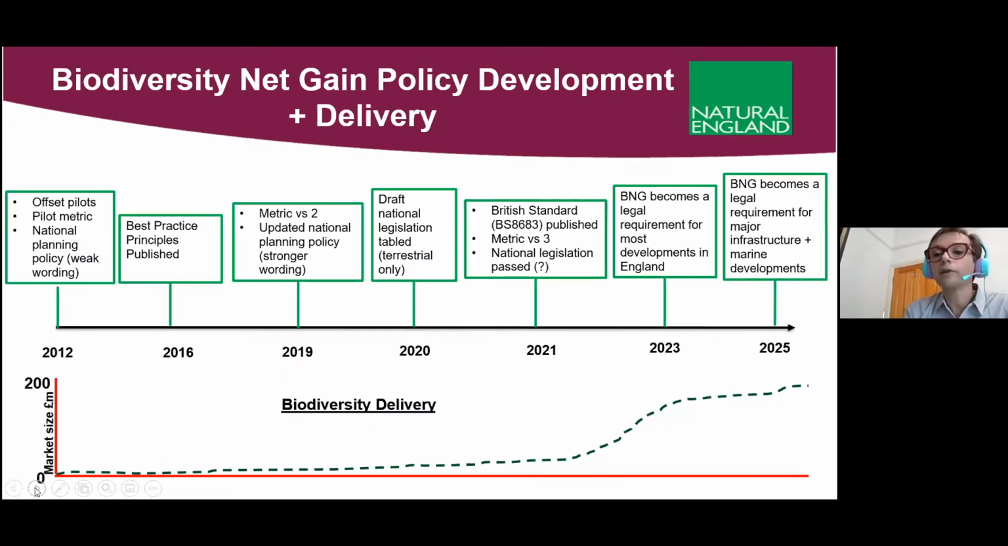And so over a period of almost 10 years, we've seen a growing body of work that began with voluntary action and is now ending up with an Environment Act that's just been passed, which is going to mandate biodiversity net gain. And with that, we've seen a corresponding increase in the market, the amount of money that we're able to leverage through the private sector to invest in the natural environment as well.